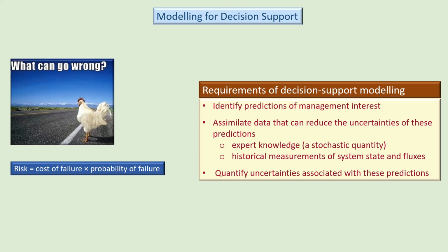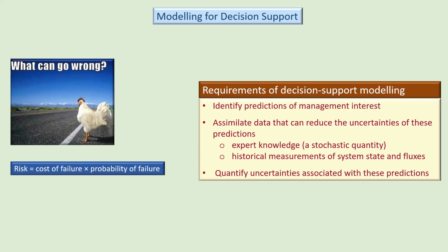When we're looking at environmental systems, particularly groundwater systems, the uncertainties associated with decision-critical model predictions may be very high. The modeling process needs to embrace that. The modeling process also must attempt to reduce the uncertainties of those predictions as much as it can through assimilation of information that's available to us at the time of making the decision. Now, that information may be available through site characterization studies. It may be available through measurements of the historical behavior of the system.